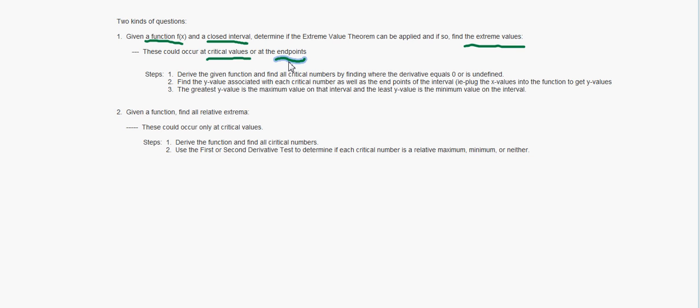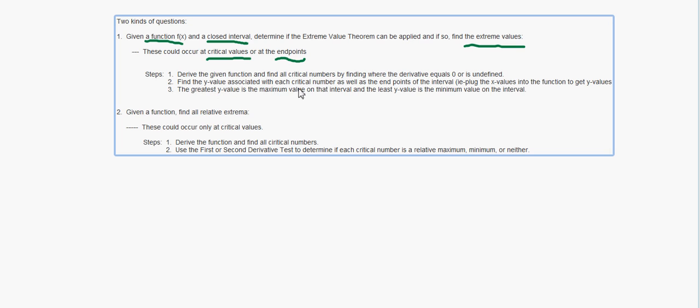And you want to know what's the highest y value. Well, to find the y value, you just plug the x values into the function to get the y values. The greatest y value is the maximum, and the least y value is the minimum. It's as simple as that.